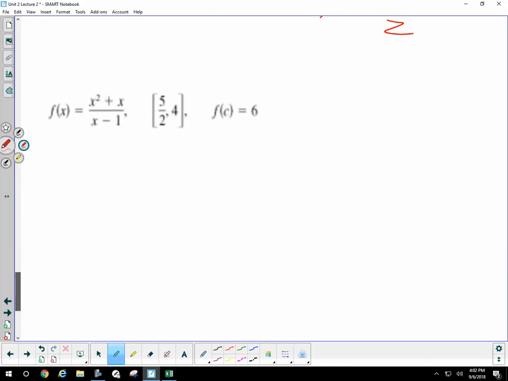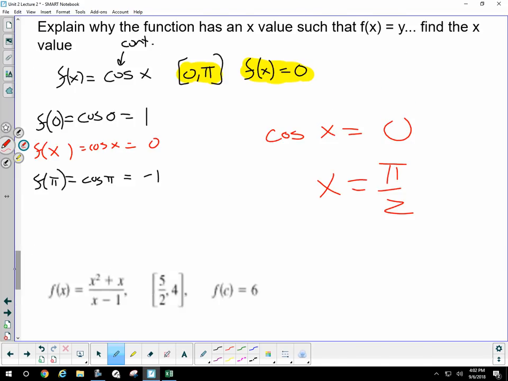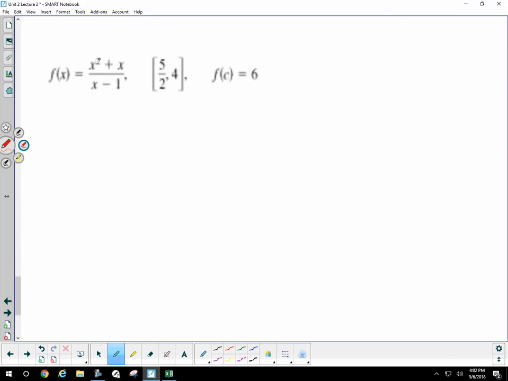This one is not as obvious: show that this function equals 6 somewhere between 2.5 and 4. Let's do some work here. We get 25 fourths plus 5 halves over 5 halves minus 1. That's 10 fourths plus 25 fourths, that's 35 fourths over 5 halves minus 2 halves, which is 3 halves.